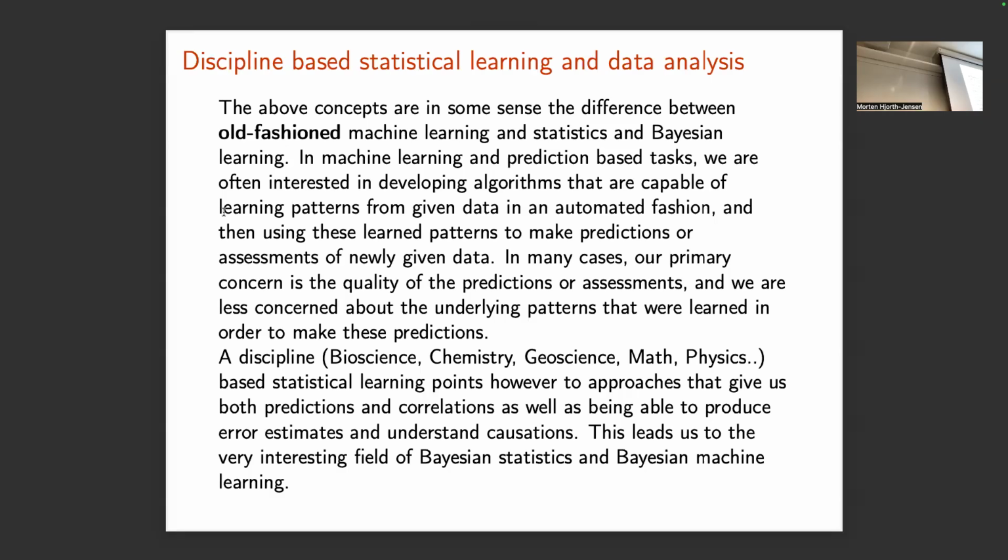philosophies which we used. So if you think then of a frequentist approach, which we mentioned earlier, this is often seen as a traditional path in machine learning. And typically in learning and prediction-based tasks, they're often interested in developing algorithms that are capable of learning patterns from a given data in an automated fashion, and then use these learned patterns to make predictions or assessments of newly seen data. And in many cases, our concern is the quality of the predictions or assessment, but we may actually miss this possibility of finding or being able to estimate errors and understand causations.